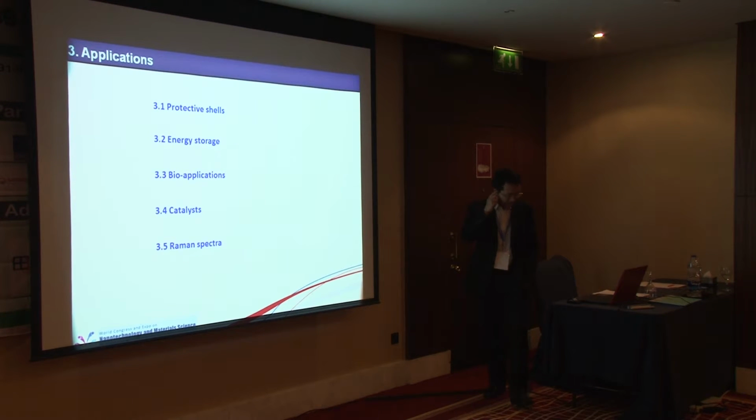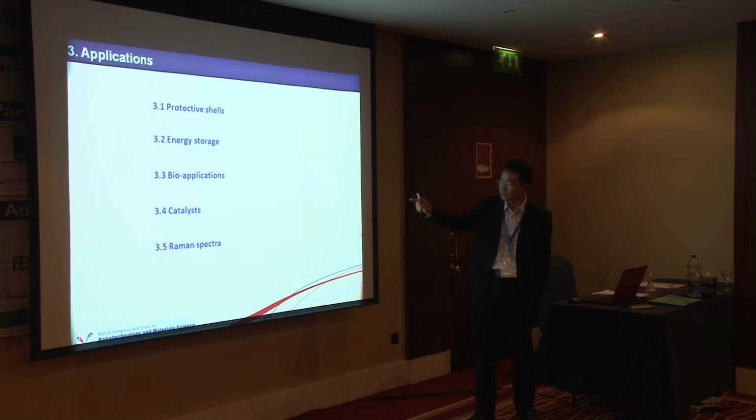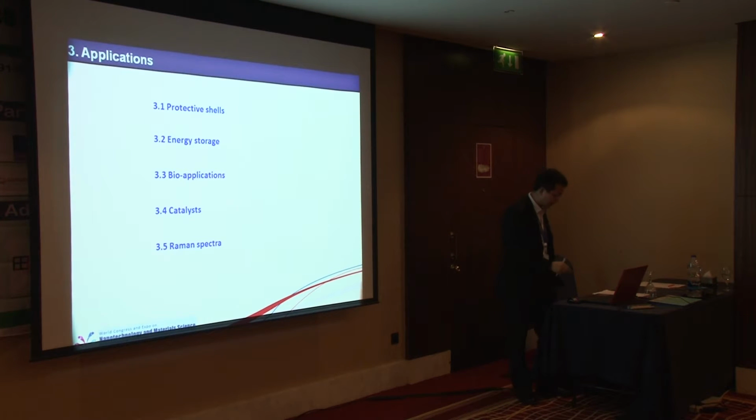Okay, so that's basically how we summarize the processing ways to use GO or RGO to wrap the materials. However, the ultimate target is to use those materials to achieve different functions. So here we summarize how those materials can be used, for example, as protective shells by using the GO or RGO, to store energy, for bio applications, to act as a catalyst, or to enhance the Raman spectrum.